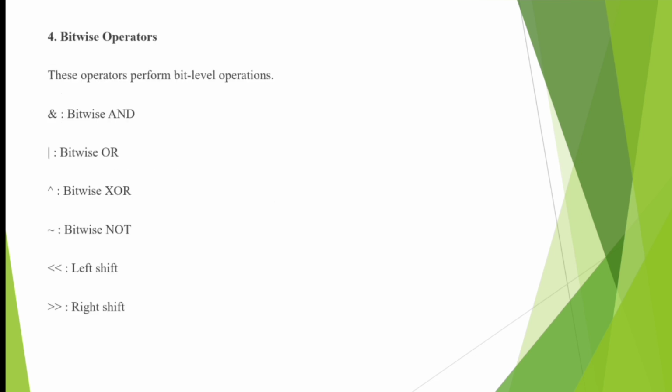And then next, bitwise operators. These operators perform bit level operations. Some of the bitwise operators are given here: bitwise AND, bitwise OR, bitwise XOR, bitwise NOT, left shift and right shift. Logical AND and OR are different from bitwise AND and OR. Here we are using binary values to check bitwise AND and bitwise OR.